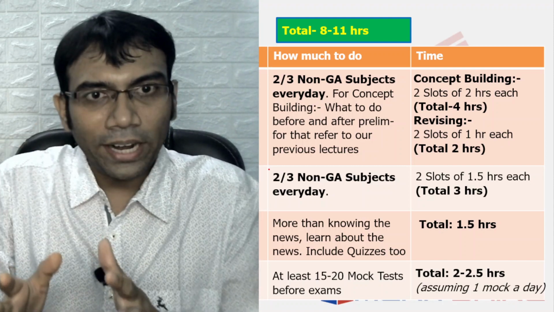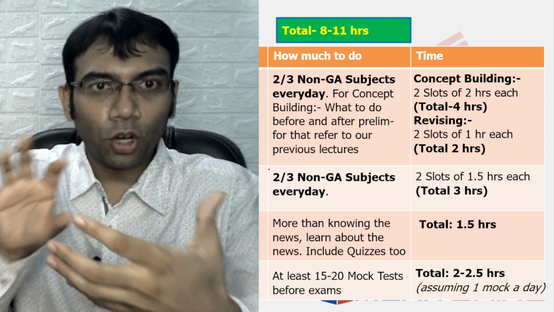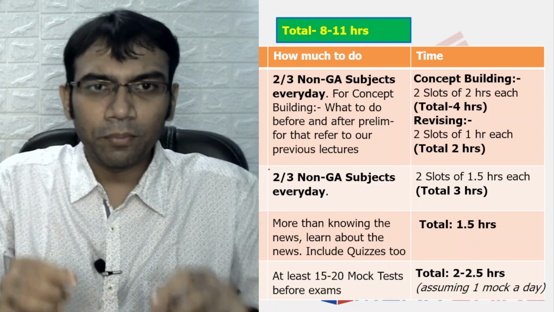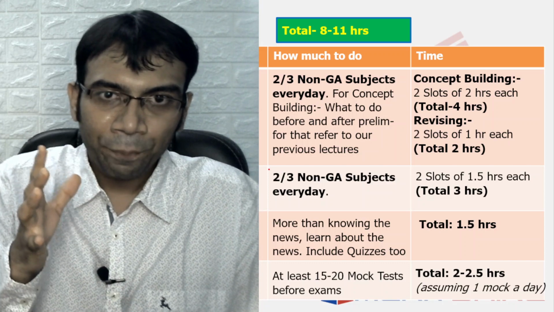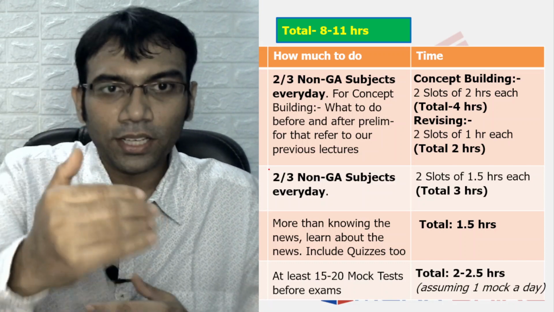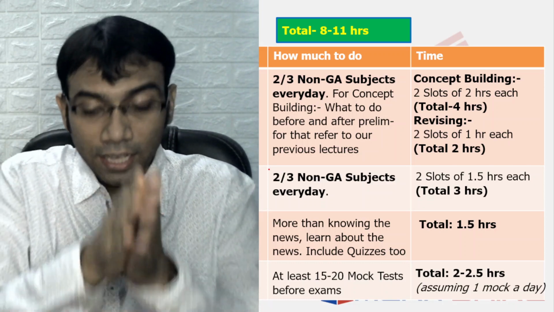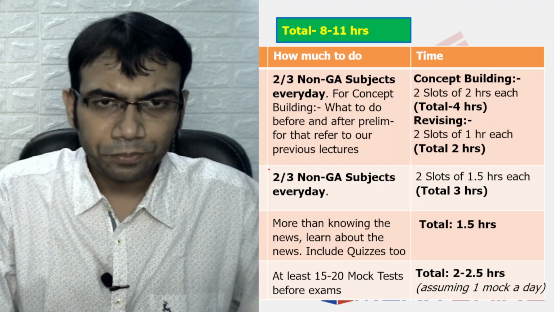So this is how you make your schedule. Have a look at it. These are the important parameters. On the basis of these parameters, make your schedule. Monday, Tuesday, this week I will be doing this, this week I will be doing that. Make that schedule and get it done.